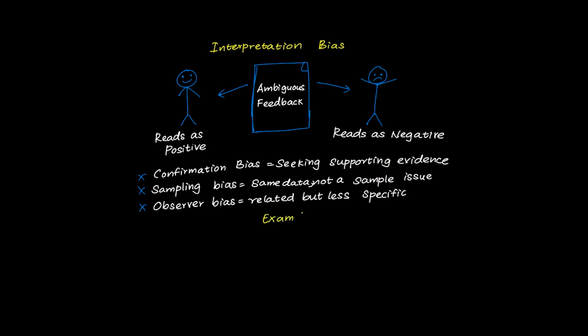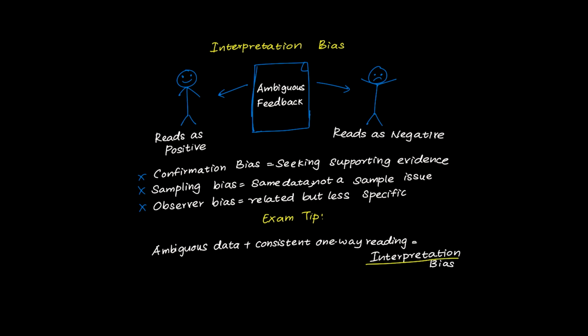Here's a WGU D467 exam tip for you. When a question describes ambiguous data being read consistently positively by one person and negatively by another, that's interpretation bias. The word ambiguous is your trigger. Quick recall hook. Interpretation equals I read it my way.